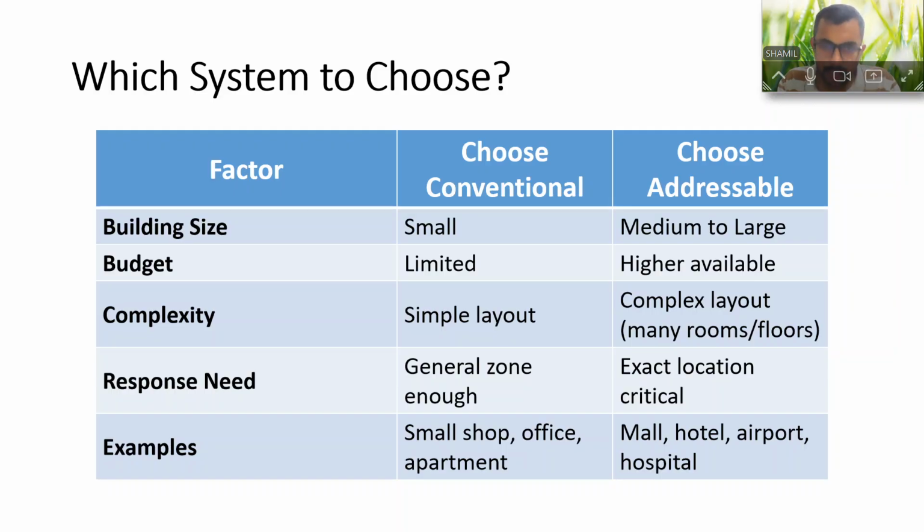The conventional system is better utilized in small shops, small offices, small apartments, villas, and standalone villas. But the addressable system is better installed in malls, hotels, airports, hospitals, villa compounds, complexes, apartment complexes, etc. So this is the difference. This is how you need to choose which system is suitable for a particular location, whether conventional or addressable.